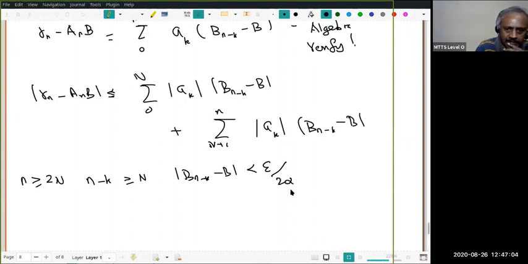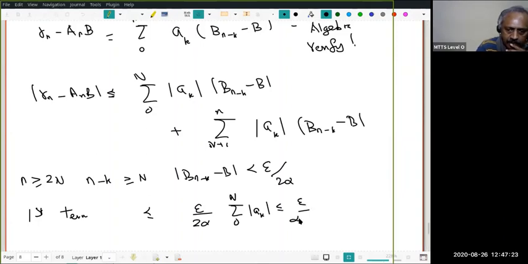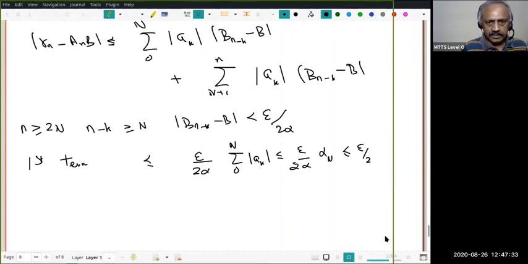And therefore, the first term is less than or equal to epsilon by 2 alpha into the summation 0 to N of mod a_k, but that's less than or equal to epsilon by 2 alpha into alpha_N, but that is then epsilon by 2, because alpha_N is less than or equal to alpha. Is that clear? Now let's look at the second term.